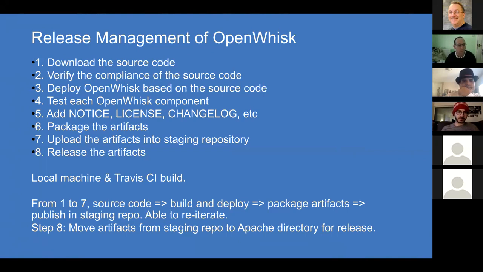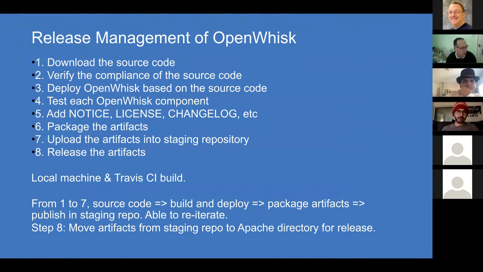Otherwise, we cannot release. And the fourth step, we definitely need to run the test cases to verify the functionalities of each OpenWhisk core service, or any client tool, runtime, API gateway, etc. And as a fifth step, we need to have some notice files, license files or change log files generated based on Apache's needs. Those files will be packaged into the zip file as well. And the sixth is you can use some existing tools, or we develop some tools, to package the artifacts, including source code, the binaries and the compiled package.